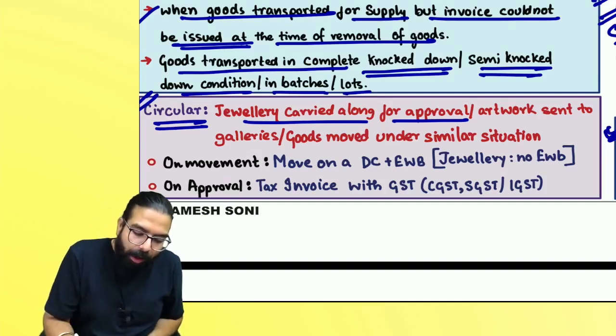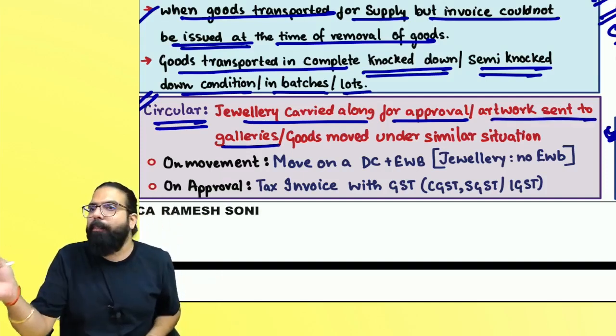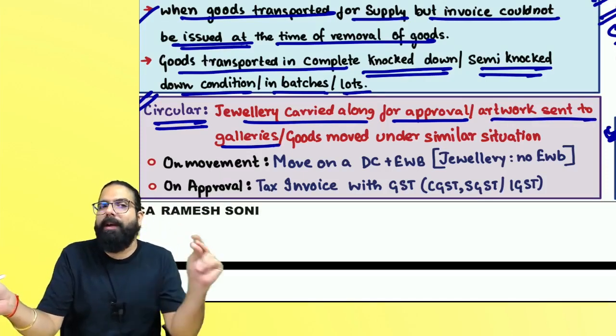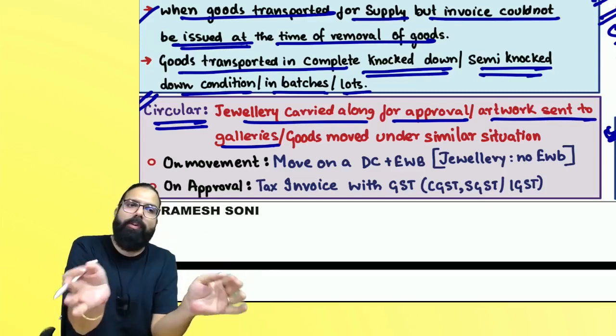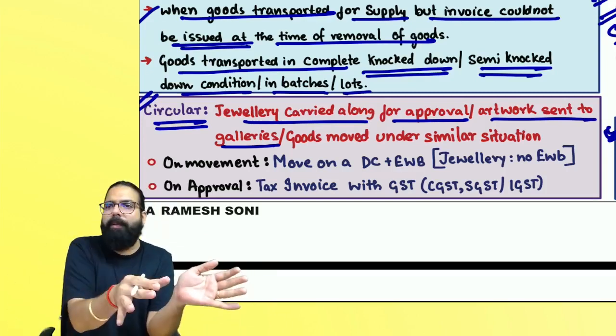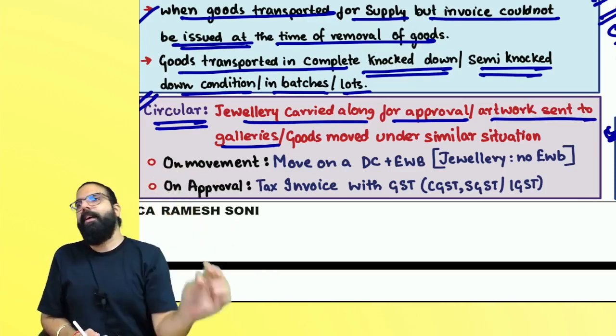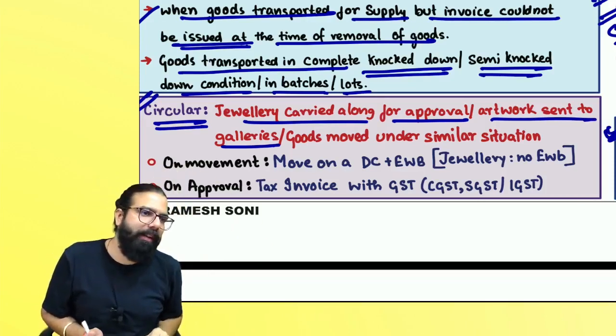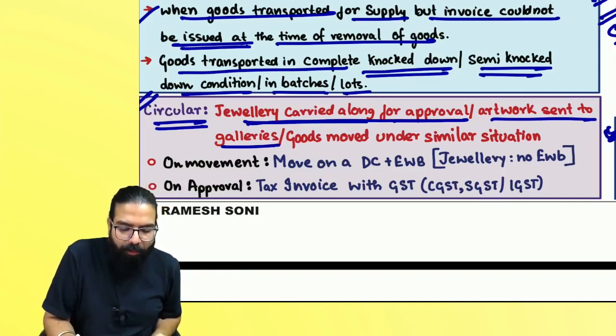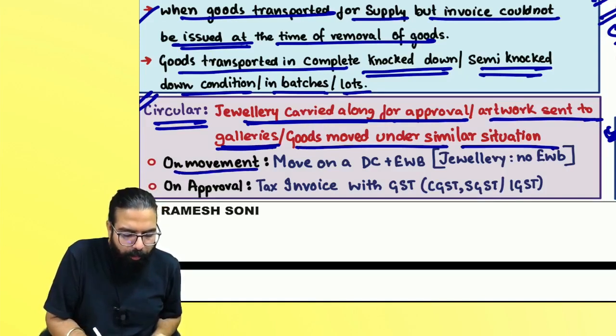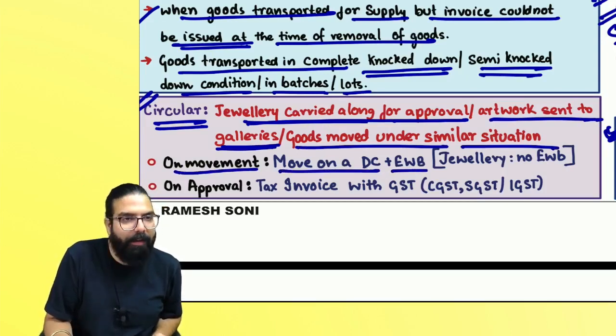Artwork sent to art galleries, at the time of sending it to art galleries, it is not a supply, but when you're taking and going, you should take on the basis of delivery challan plus e-way bill. Sir, when the sale actually happens, if somebody says I like it, issue the invoice and charge the GST. So it says jewelry taken along for approval, artwork sent to galleries, or goods moved under similar situations, you can issue delivery challan plus e-way bill.